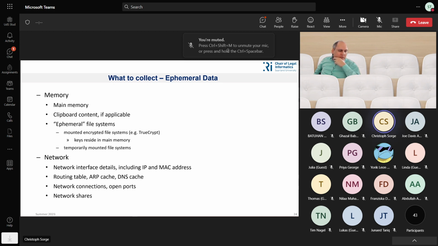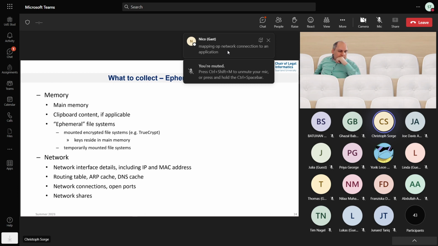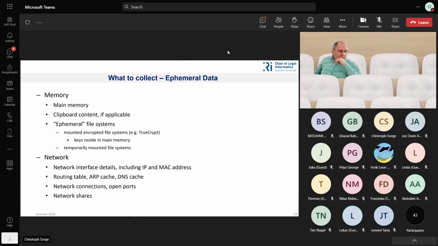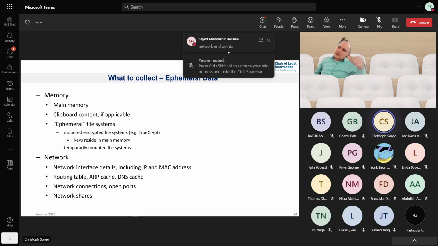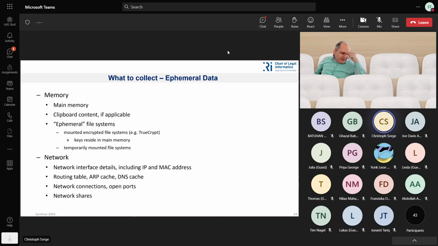So I'm referring to TCP or UDP ports. Mapping of network connection to an application. Yeah, I wouldn't have said connection, but you're basically right. Yeah, network endpoint is not that precise.